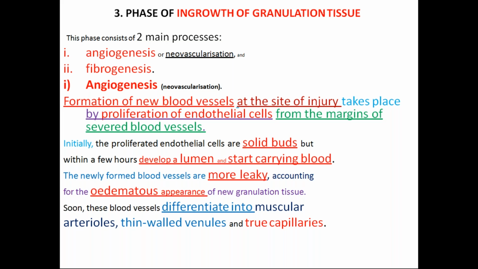Initially, the proliferated endothelial cells are solid buds, but within a few hours develop a lumen and start carrying blood. The newly formed blood vessels are more leaky, accounting for the edematous appearance of new granulation tissue. Soon these blood vessels differentiate into muscular arterioles, thin-walled venules, and true capillaries.